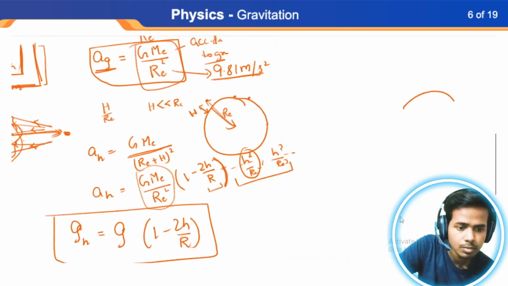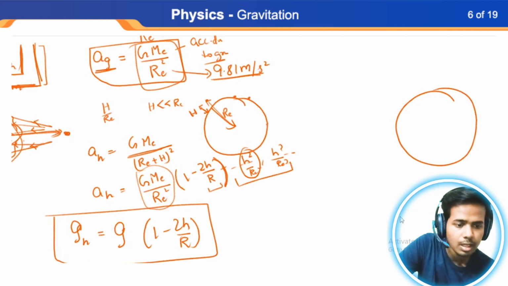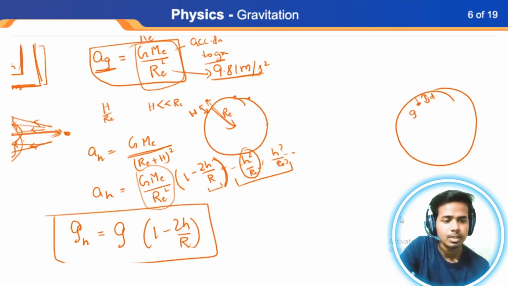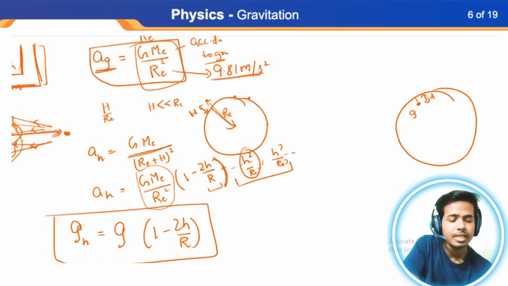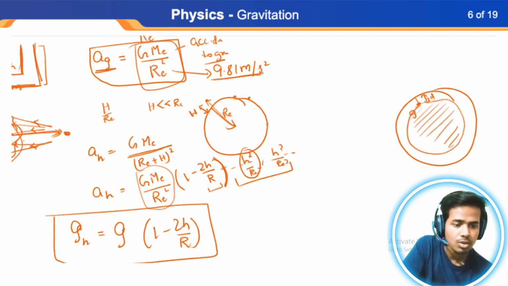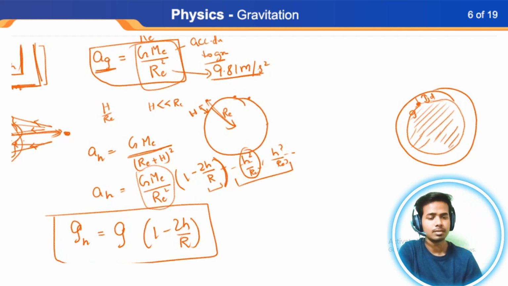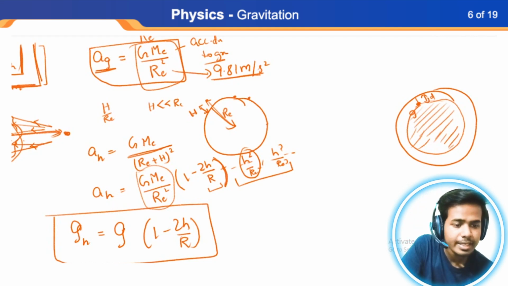Now, coming to the case where there is this earth, and you have dug a tunnel to a particular depth d, and at this point you want to find out the acceleration due to gravity. Acceleration due to gravity here is because of the mass of the whole concentric sphere which is inside this point, not outside.